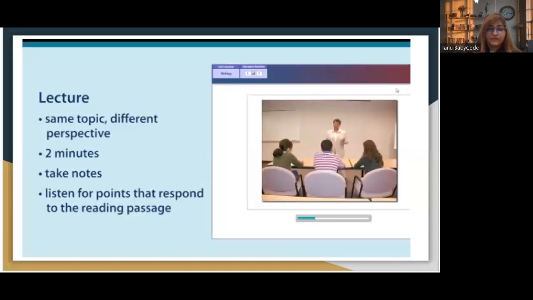Next, you have to listen to the lecture for 2 minutes. Suppose you are hearing a lecture, you have to look for what the things are. The lecture is on the same topic but from a different perspective. You have to take notes also and listen specifically for the points that respond to the reading passage.